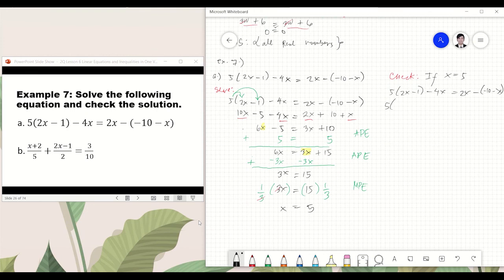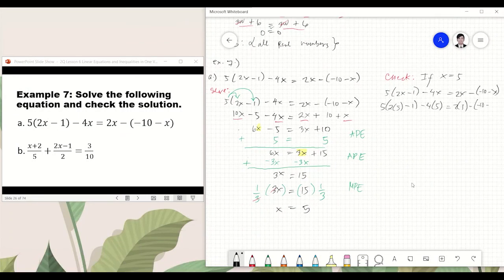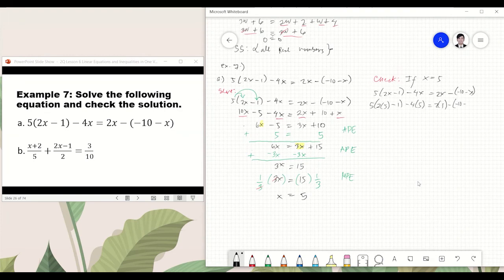So, 2 times 5 minus 1 minus 4 times 5 is equal to 2 times 5 minus negative 10 minus... okay, teka lang kasi parang hindi na magkasya. Minus 5. Sulat ko na lang ulit. 2 times 5 minus negative 10 minus 5.